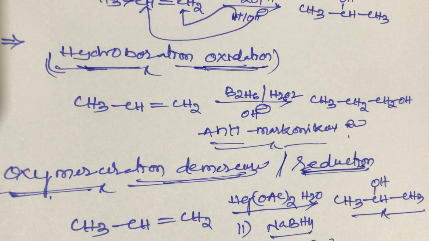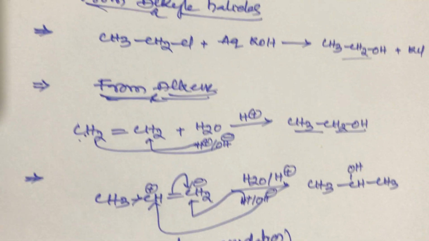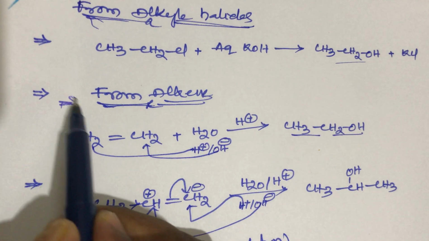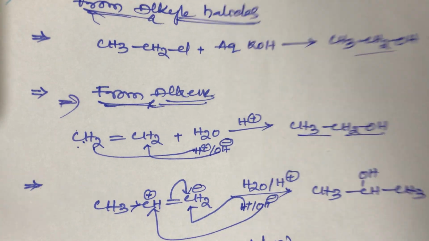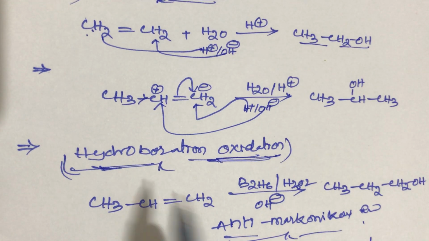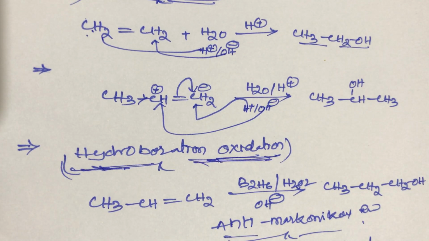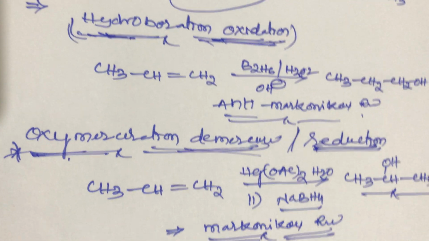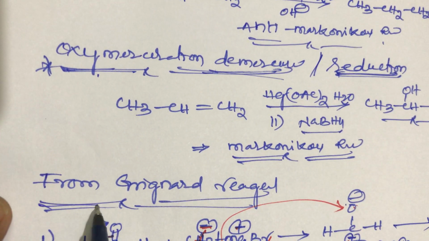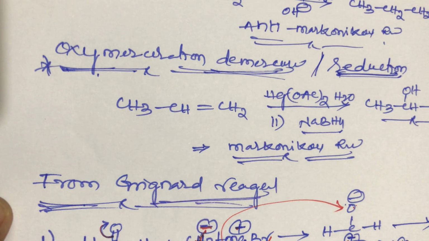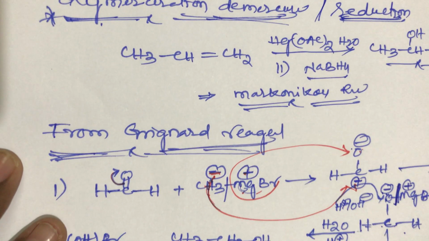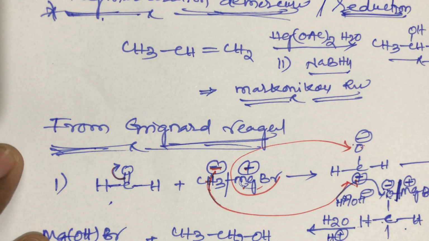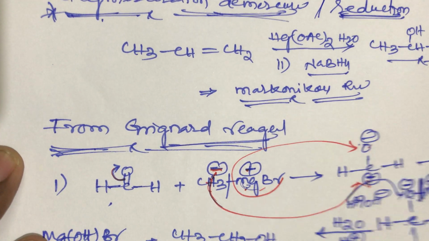So, how to prepare alcohols? The first method is from alkyl halide, such as ethyl chloride. The second method is from alkenes, symmetrical alkenes and unsymmetrical alkenes. For unsymmetrical alkenes, there is hydroboration oxidation and oxymercuration demercuration. The fourth method is that alcohols can be prepared from Grignard reagent, the first being from formaldehyde. When formaldehyde reacts with Grignard reagent, we get primary alcohol. This is the simple trick for preparation of alcohol.